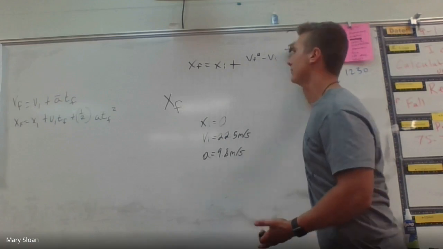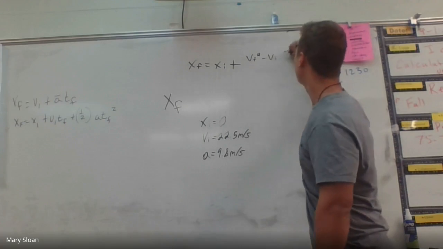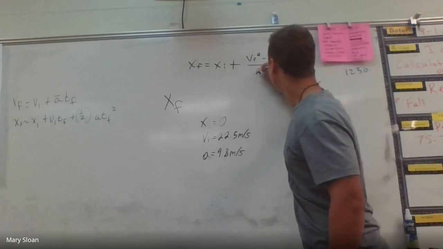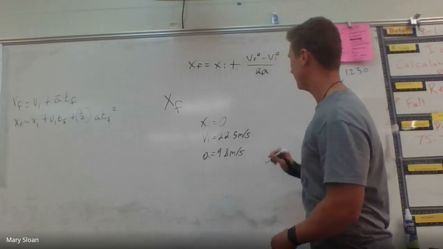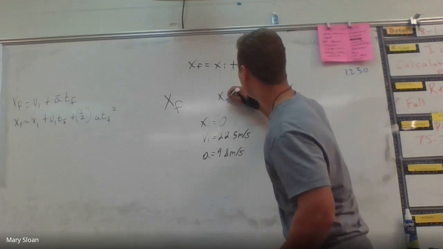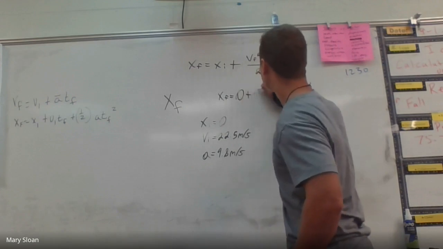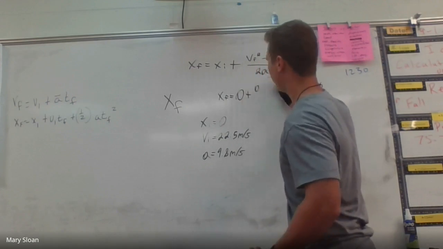Well, do we know what? No, yeah, we do, because it would be 0. There you go. So we plug this in. It'd be 0 plus 0 squared, which is 0.